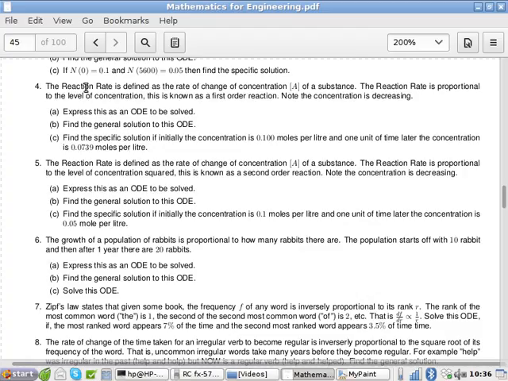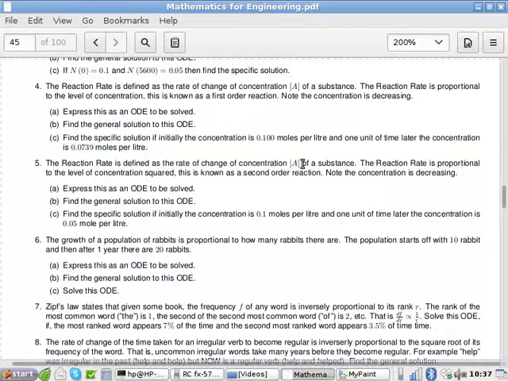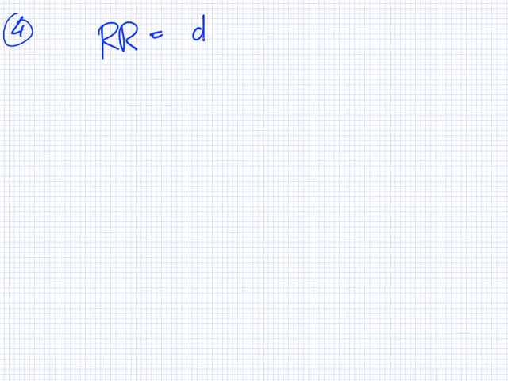Anyways, reaction rate is defined as the rate of change of concentration. You've done concentration, haven't you? Okay, so number four, I'll just write it for reaction rate. It's the rate of change of concentration. So what is concentration? Concentration I will write like that. So reaction rate is dA/dt. You've not done this in chemistry? Rate of change of a reaction?